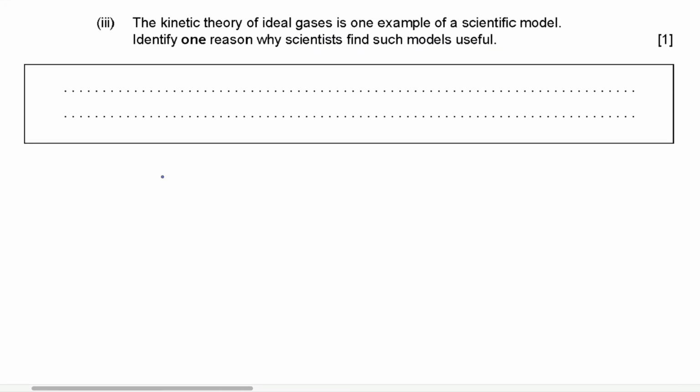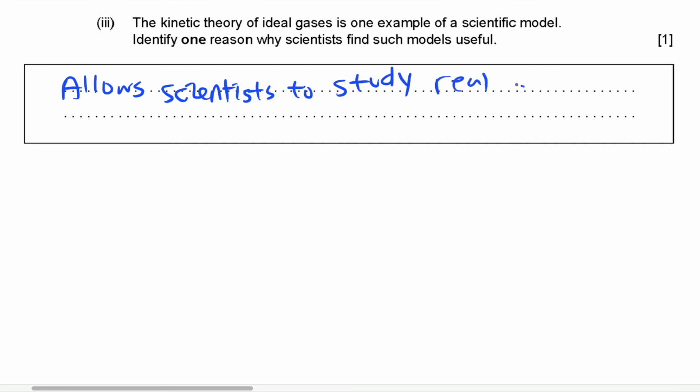The kinetic theory of the ideal gases is one example of a scientific model. Identify one reason why scientists find such a model useful. The biggest reason is because it allows scientists to study real gas, and that's the reason why we have the assumption of ideal gases.